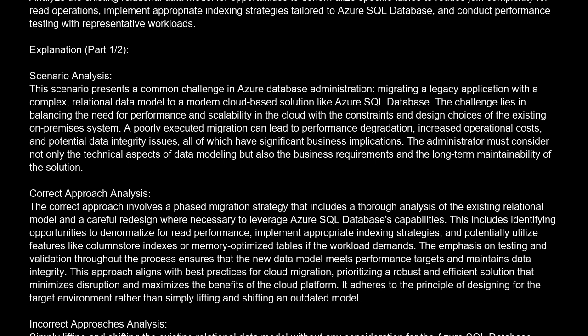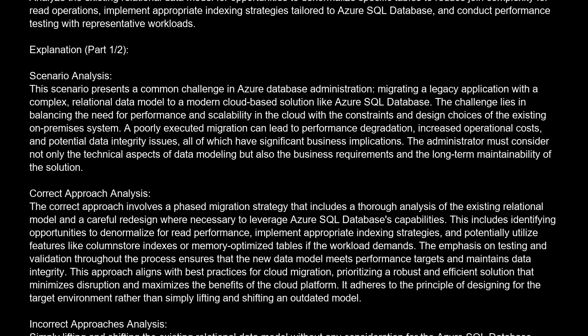Explanation. Scenario analysis. This scenario presents a common challenge in Azure Database Administration: migrating a legacy application with a complex relational data model to a modern cloud-based solution like Azure SQL Database. The challenge lies in balancing the need for performance and scalability in the cloud with the constraints and design choices of the existing on-premises system.